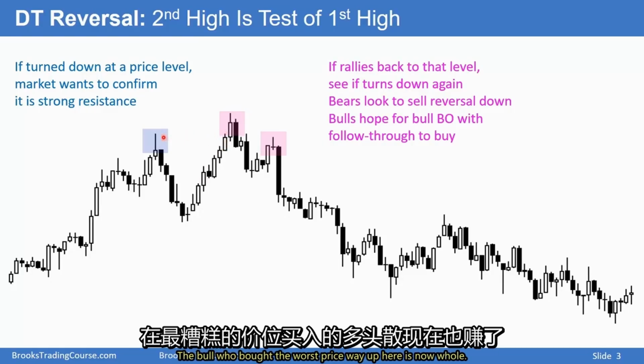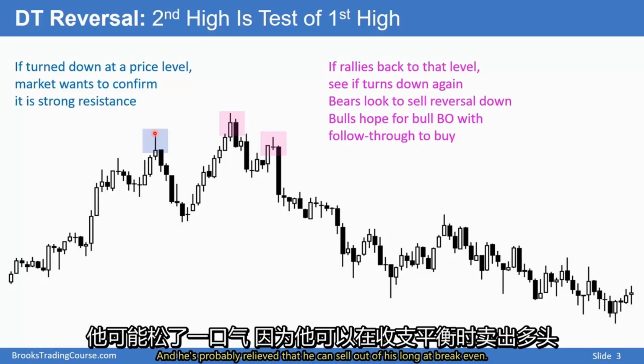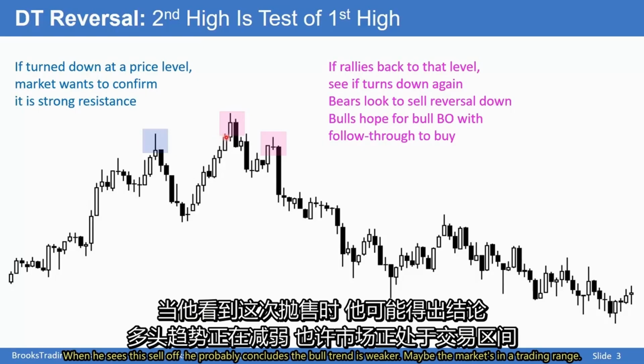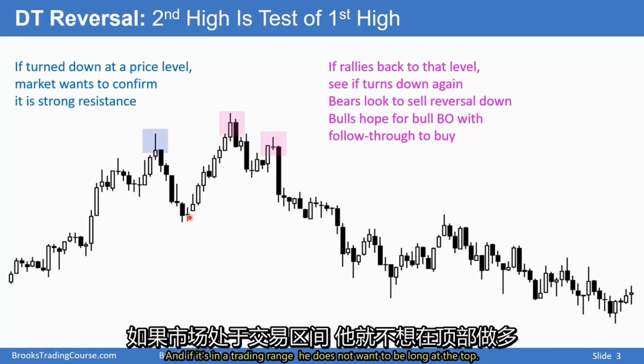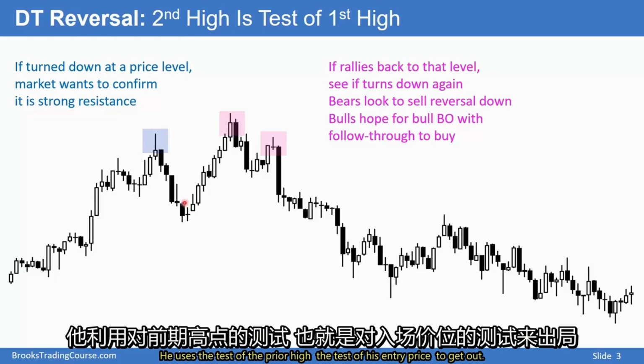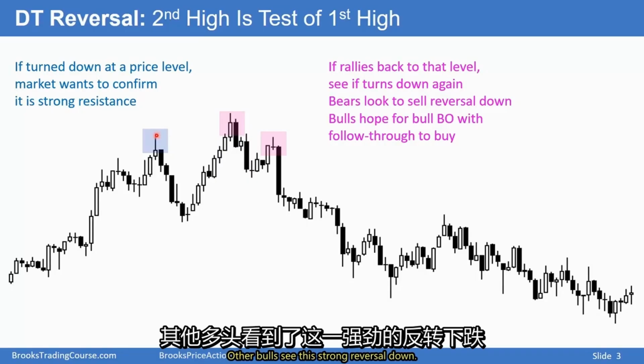This rally made them whole. The bull who bought the worst price way up here is now whole. And he's probably relieved that he can sell out of his long at break even. When he sees this sell-off, he probably concludes the bull trend is weaker. Maybe the market's in a trading range. And if it's in a trading range, he does not want to be long at the top. He uses the test of the prior high, the test of his entry price, to get out.